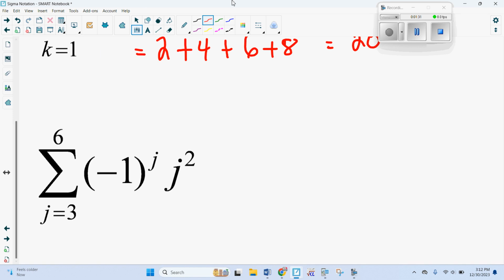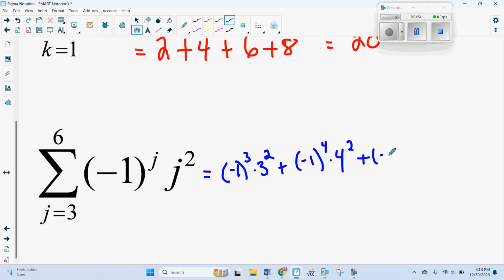So another example. In this case, we have j, and j starts at 3, goes to 6. So if we put this in, we have negative 1 to the third times 3 squared, plus negative 1 to the fourth times 4 squared, plus negative 1 to the fifth times 5 squared, and then finally negative 1 to the sixth times 6 squared.